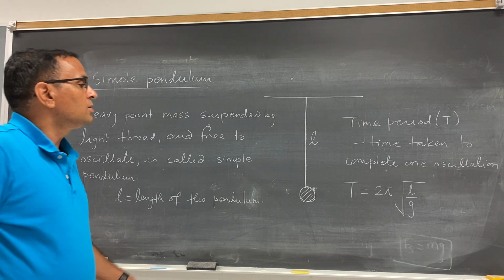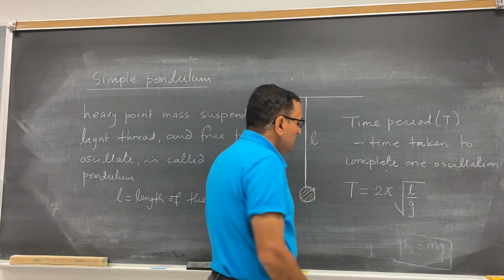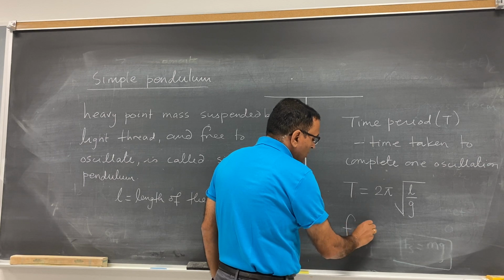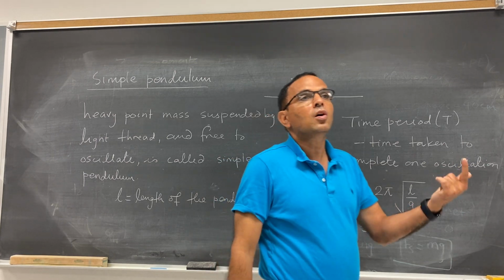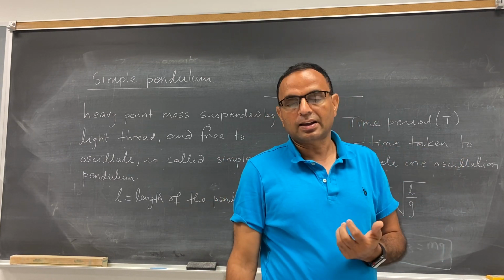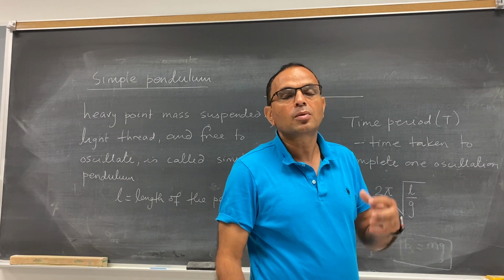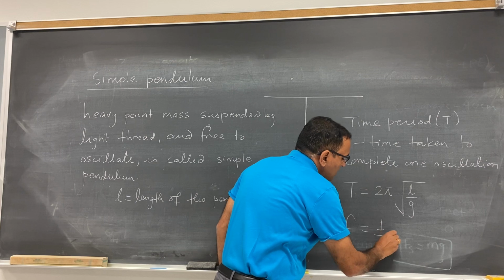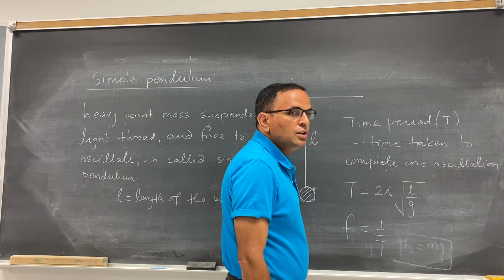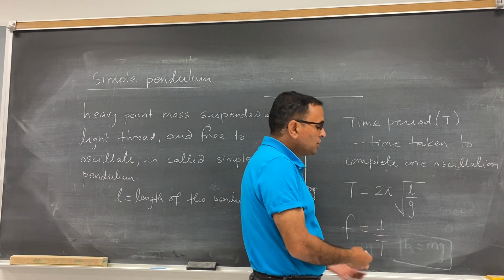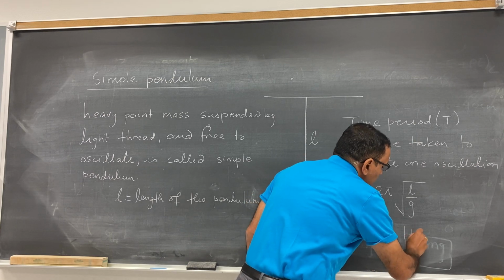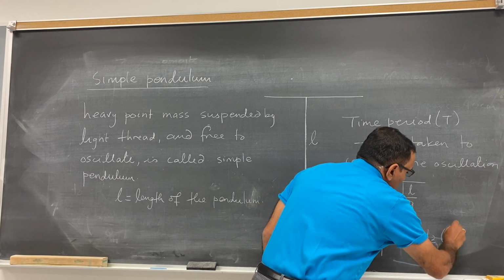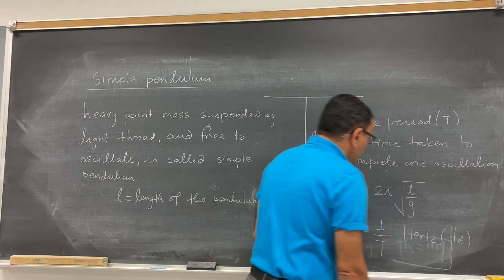So this is about the vibration, and if you know the time period, then you can calculate the frequency. What is frequency? How many oscillations you can make in 1 second. That is frequency, the number of oscillations per second, and frequency is 1 over T, 1 over the time period. What is the unit of frequency? It is hertz, written Hz. The unit of frequency is hertz.